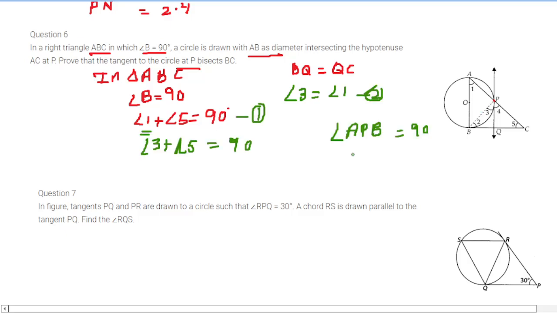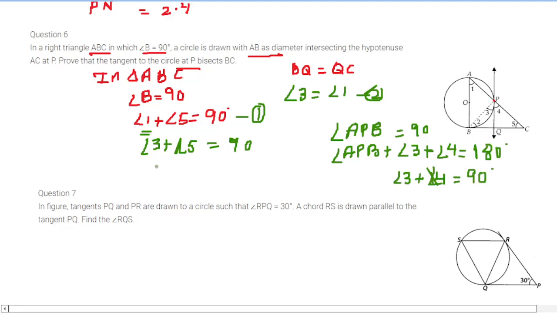From here we can see that angle APB plus angle 3 plus angle 4 will be equal to 180 degrees, because this is a linear pair. And so here 3 plus 4 will be equal to 90 degrees. So angle 3 plus 5 is 90 degrees, angle 3 plus 4 is 90 degrees. So it means angle 3 plus angle 5 will be equal to angle 3 plus angle 4, and this implies angle 4 is equal to angle 5.